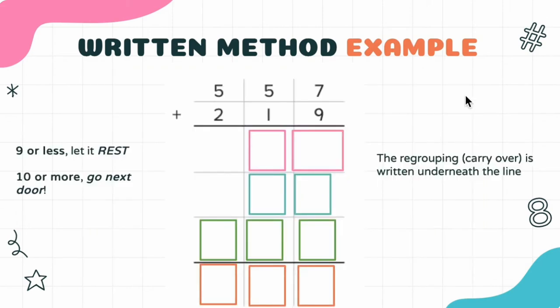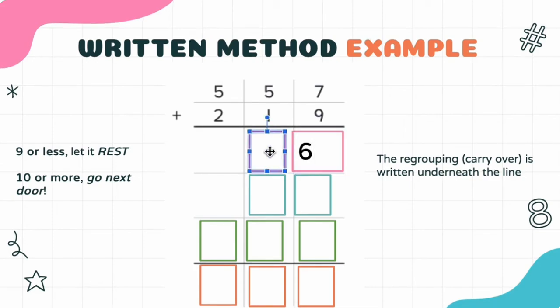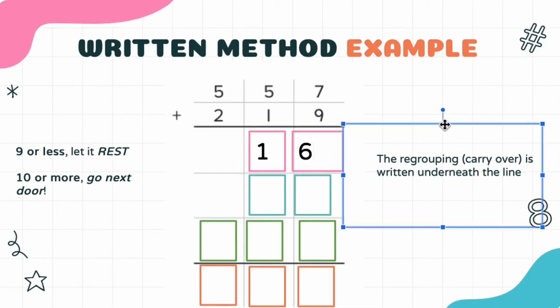So this next written method example uses that regrouping, or what we kind of remember as carry over. So let's take a look starting at that ones place value. And we have 7 plus the 9, and that equals 16. And we're not going to squeeze the 16 in this one box. We have to break it apart into the tens and the ones. In 16, we have 6 ones and 1 ten. So this is what it should look like.